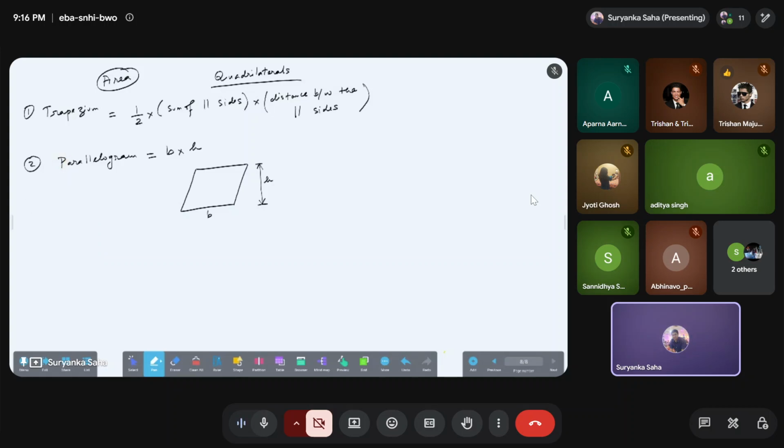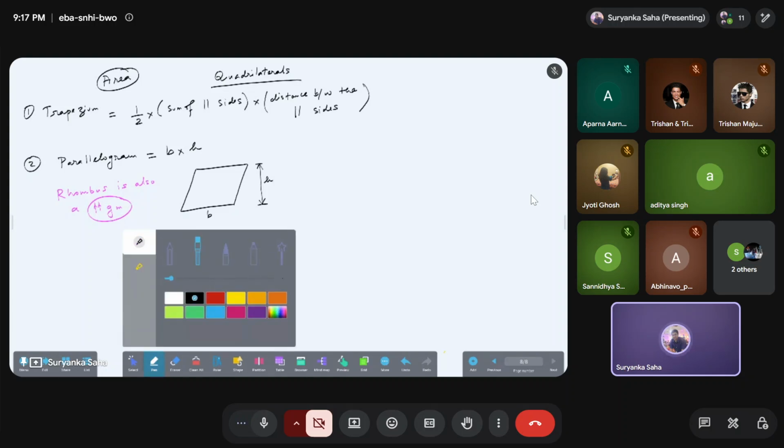So you can write here: rhombus is also a parallelogram. Okay, don't think of it as 11 gram. It is parallelogram. Understood? So a rhombus is also a parallelogram. This formula is valid for both rhombus and parallelogram.